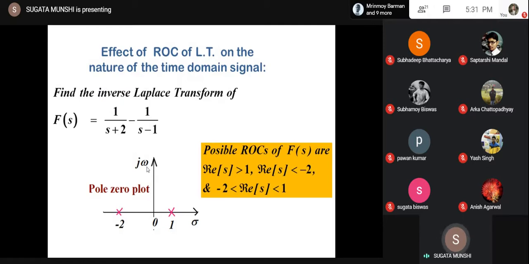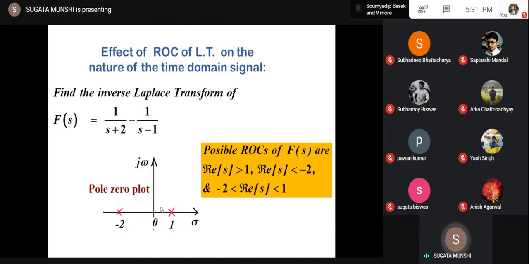So where are the poles located? At sigma equal to 1, or s equal to 1, and at s equal to minus 2, clear from these two factors. If these are the locations of the poles, you can easily identify the ROC, isn't it? On what basis can you identify the possible ROCs?